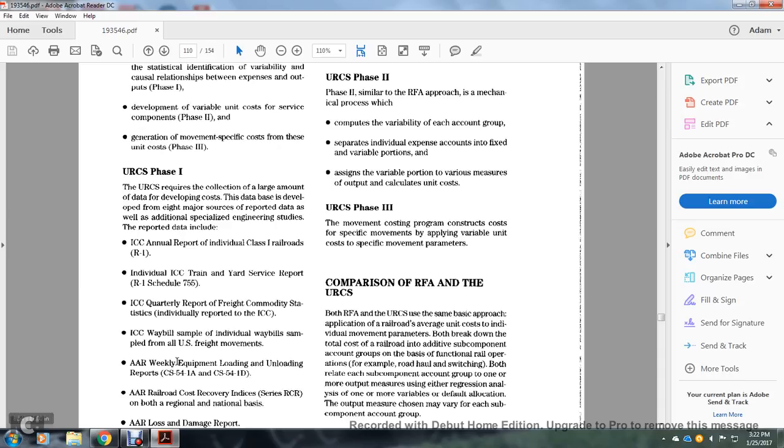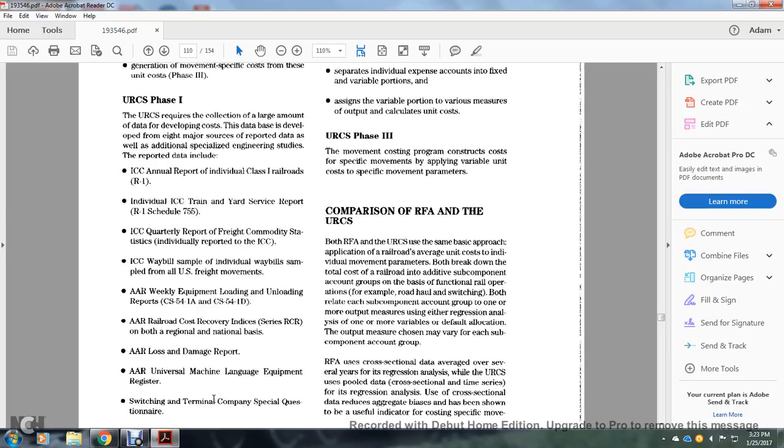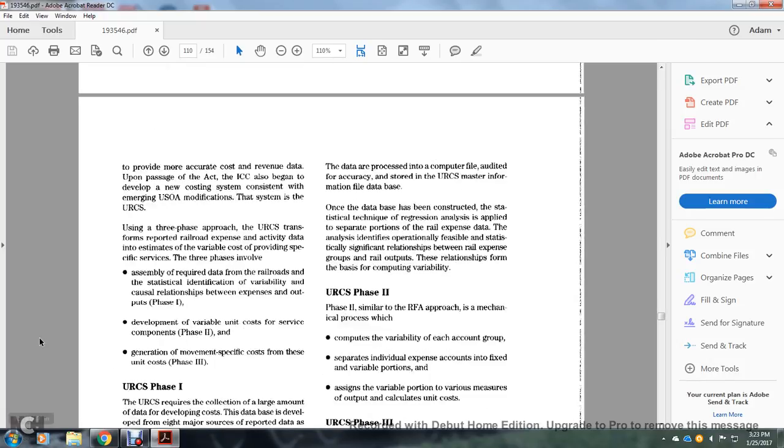The Association of American Railroads weekly equipment loading and unloading reports, CS54-1A and CS54-1D. The Association of American Railroads Cost Recovery Indexes, Series RCR, on both regional and national bases. AAR Loss and Damage Report. AAR Universal Machine Language Equipment Register. Switching and Terminal Component Special Questionnaires that are processed and computer audited for accuracy and stored in the Uniform Rail Costing System Master Information File database.